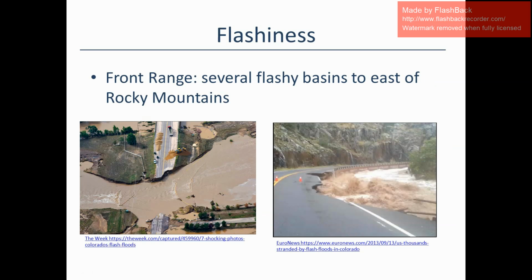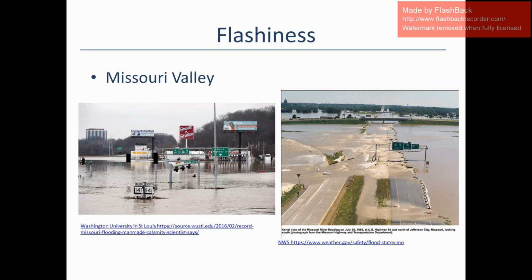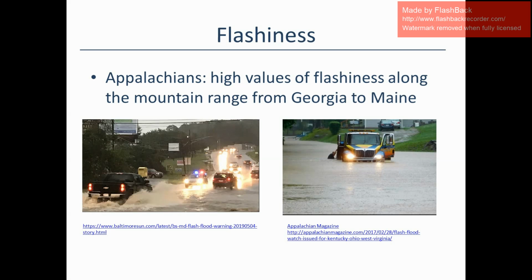The Front Range has several flashy basins to the east of the Rocky Mountains. In Texas, Flash Flood Alley focuses around San Antonio, Austin, and Waco along the Balcones Escarpment. In the Missouri Valley, you can see that the floods are very expansive. They're not limited as much to channels as the previous examples we were looking at. And finally, the Appalachians have high values of flashiness along the mountain range, from Georgia to Maine.